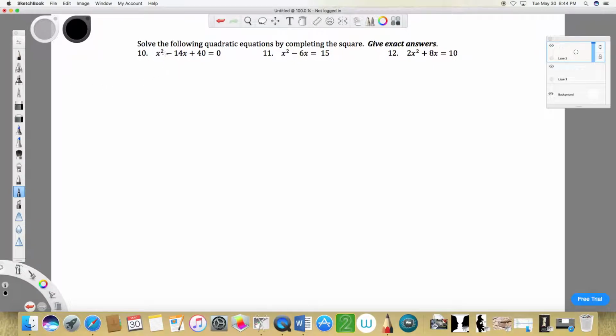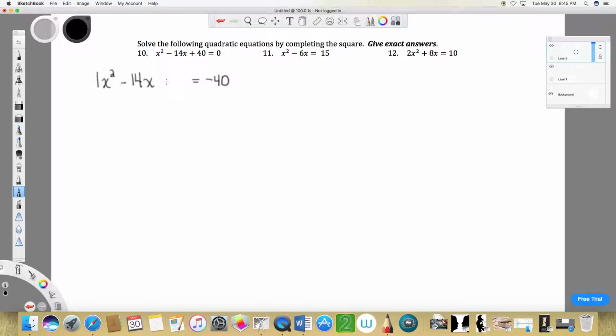All right, so in number 10, the first thing I look to see is: is it in standard form? Is there any greatest common factor? And there's not. And I also need that leading coefficient to be a 1. So I have 1x squared minus 14x. I'm going to move the constant term to the other side of the equation. I'm going to subtract 40 from both sides of the equation.